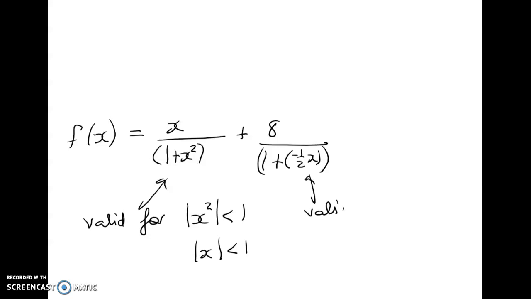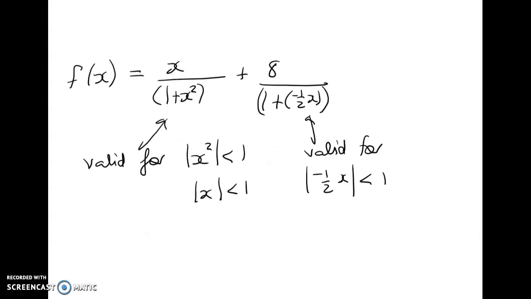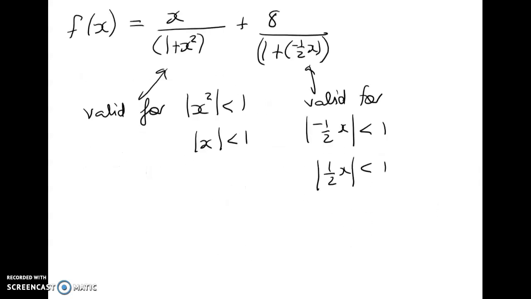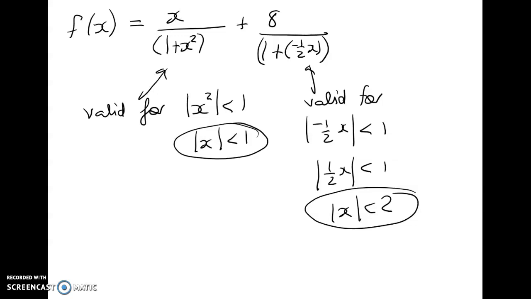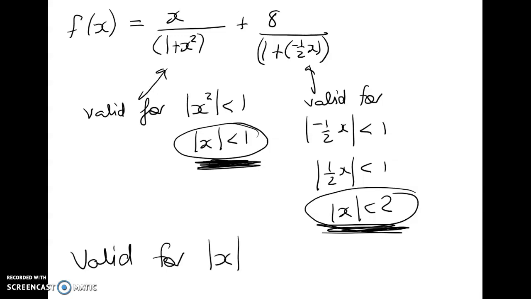This one is valid for the absolute value of -1/2 x being less than 1, which is the same as the absolute value of 1/2 x being less than 1. Finally, which is the same as the absolute value of x being less than 2. So which one of these constraints is binding more tightly? Well, it's this one here, right? I need to have both of these things being true, which means that our validity is valid for the absolute value of x less than 1.